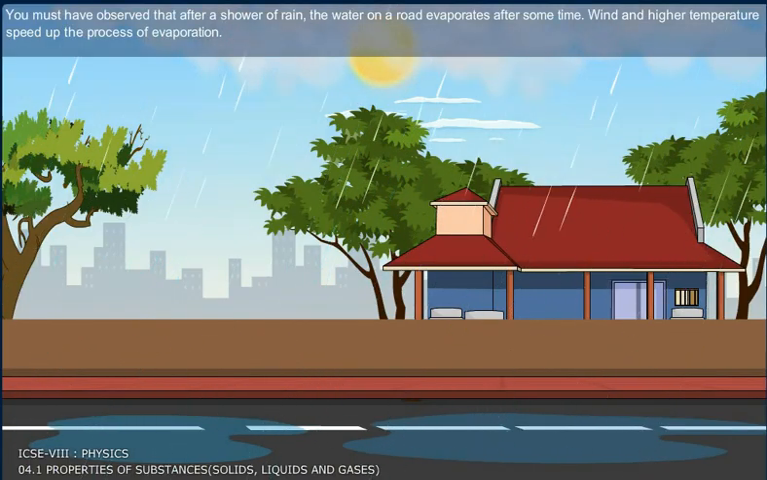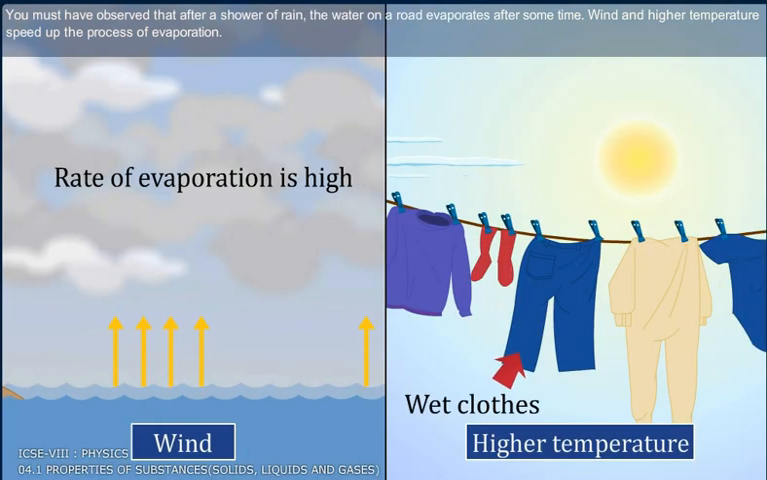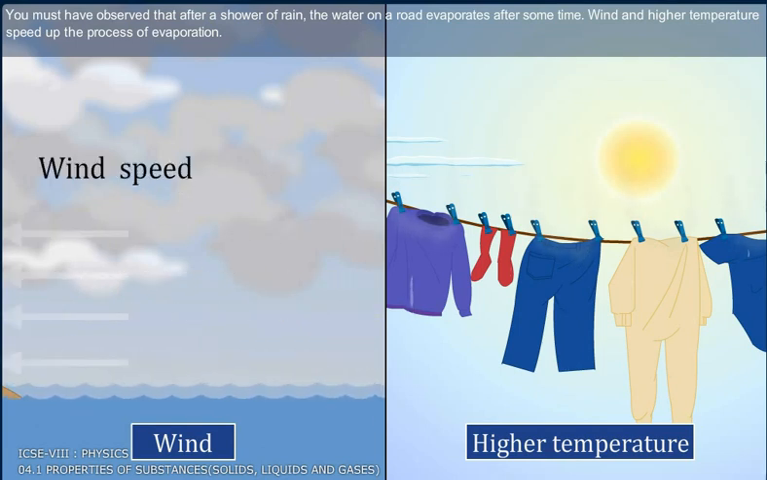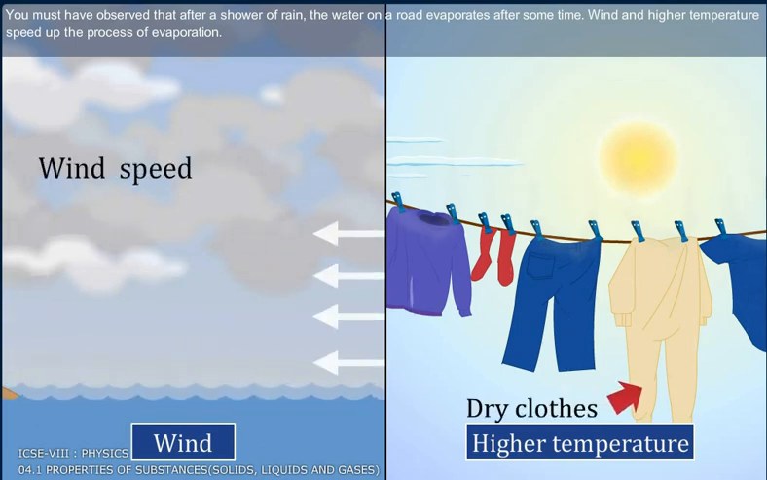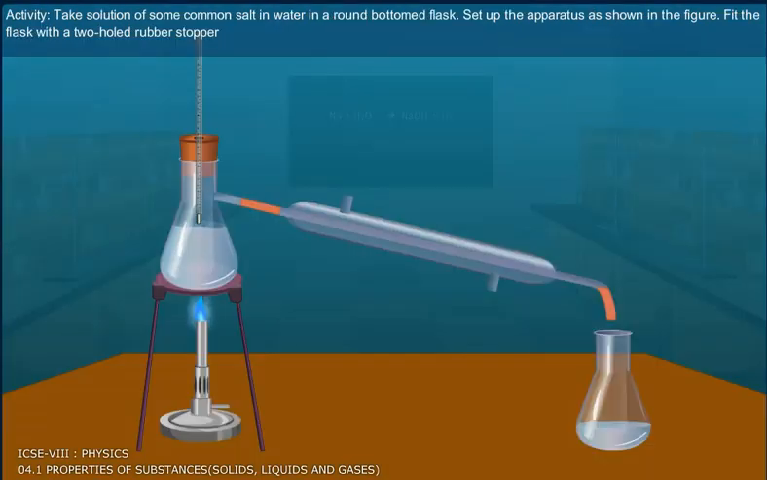You must have observed that after a shower of rain, the water on a road evaporates after some time. Wind and higher temperature speeds up the process of evaporation. Distillation. Distillation is the process in which a liquid is first heated up to its boiling point and then its vapor is cooled down to obtain the liquid again.